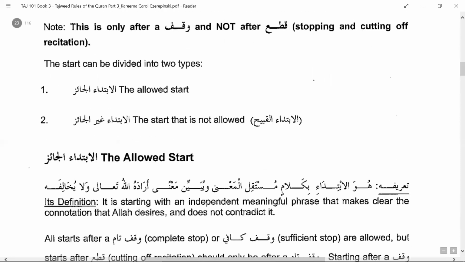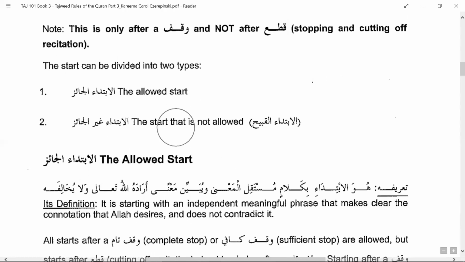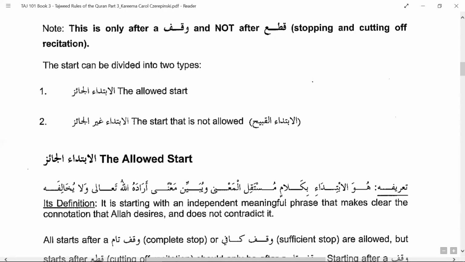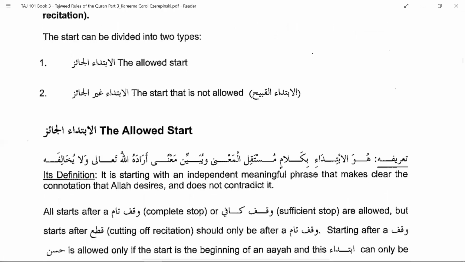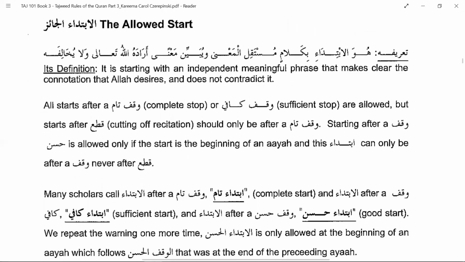Now, when we do start, we have two types of start. One is the allowed start, al-ibtida al-jaiz, which is allowed or permissible, and the other is of course the start that is not allowed, al-ibtida ghayr jaiz. Like how we saw qabih, the repulsive stop, you have ibtida qabih also, the start that is not allowed. So you should know which start is allowed for you and which is not. We will do the allowed start, al-ibtida al-jaiz.